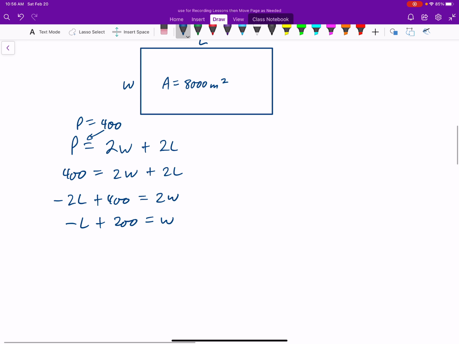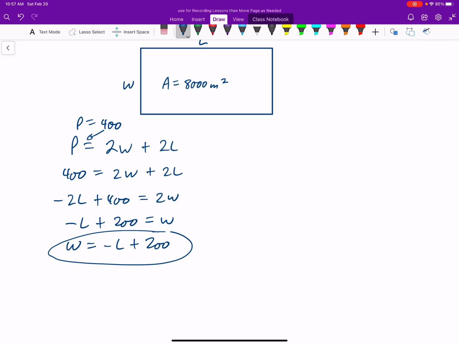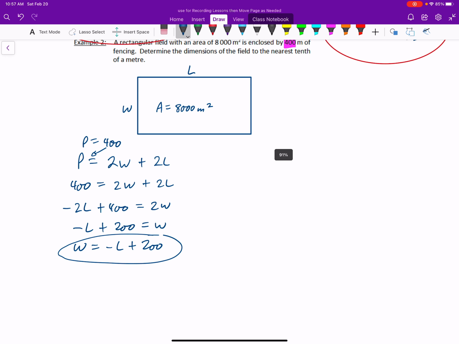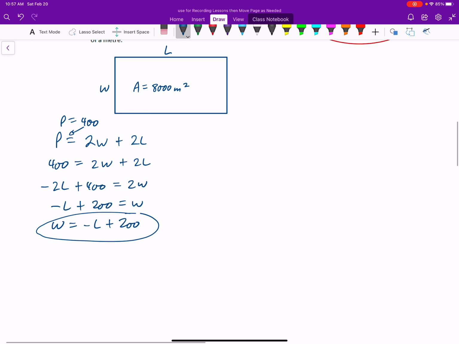And then I like to have my isolated variable on the left, so I'll just flop sides there. And so W equals negative L plus 200. So that is an equation I can work with. I've got 2 variables in a single equation. At this point, you probably recognize that I can't solve a single equation with 2 variables in it. I need a second equation with those same variables that allow me to solve it. That's where the area comes in.